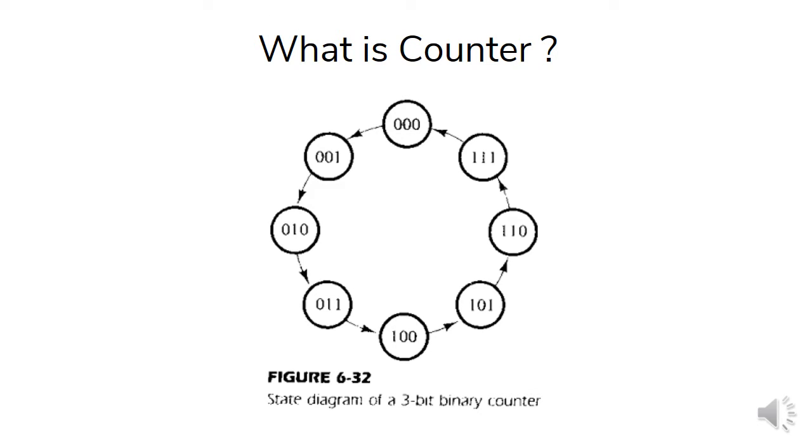What is a counter? A counter is a sequential circuit that goes through a prescribed sequence of states upon the application of input pulses. The input pulses, often called count pulses, may be clock pulses, or they may originate from an external source, or may occur at prescribed intervals of time or at random.